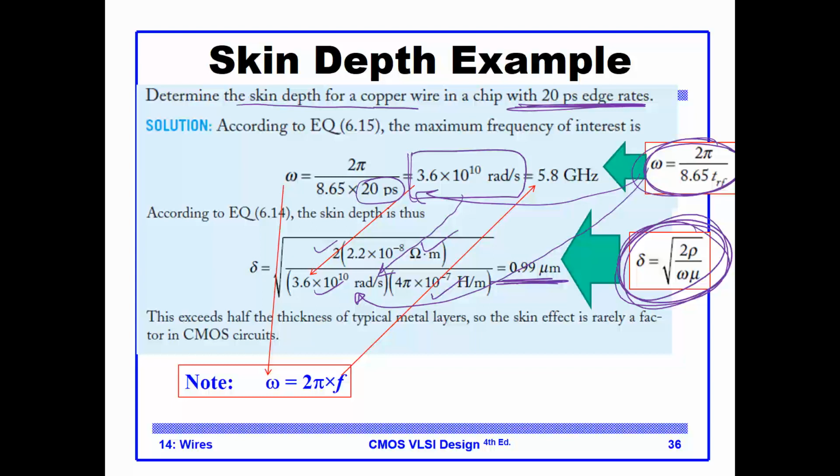Okay, so I plug this in over here, and I get my skin depth, which is 0.99 micrometer. That means if I have a conductor of, let's say, a circular radius of 2 micron, I'm going to only use the outer 1 micron in an efficient way to conduct. The inner 1 micron will not be used as much to transmit electrons, because most of the electrons like to be at the surface.